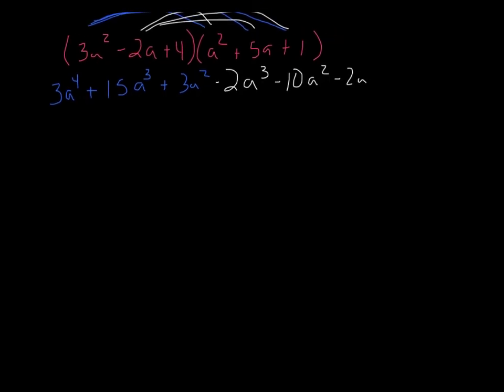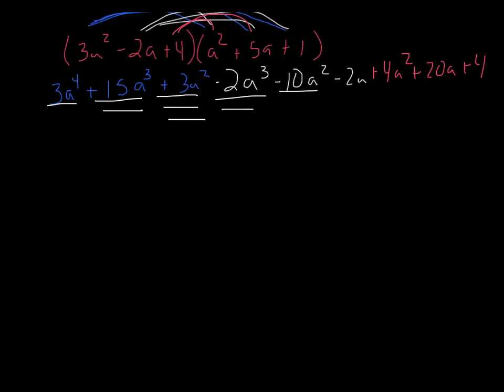Alright, now we got times 4. So 4 times a squared will give you plus 4a squared. 4 times 5a will give you plus 20a. And 4 times 1 will give you 4. Alright, like terms. We got 3a to the fourth. That's it. We got a to the third and a to the third. We're done with those. We got 3 of the a squareds. We got 2 a's. Love my English here. And finally we have a constant.